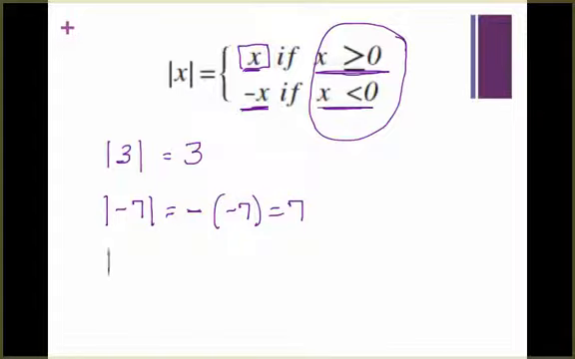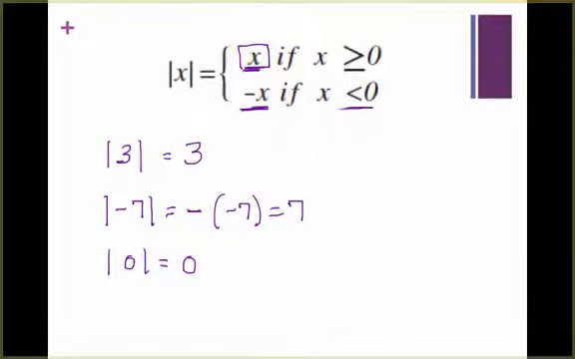And what if I did the absolute value of 0? Well, again, looking at my constraints, 0 is greater than or equal to 0. And so we're going to evaluate it by using just the x value, which is 0. So the absolute value of 0 is 0. So that is actually how we define the absolute value without using just the generic definition of the distance that a number is from 0.